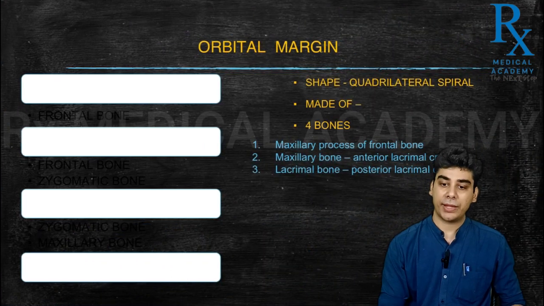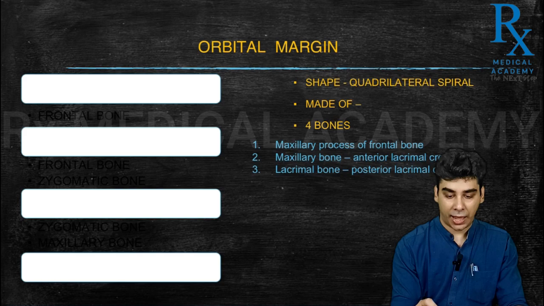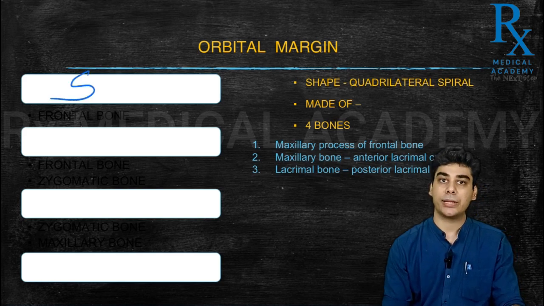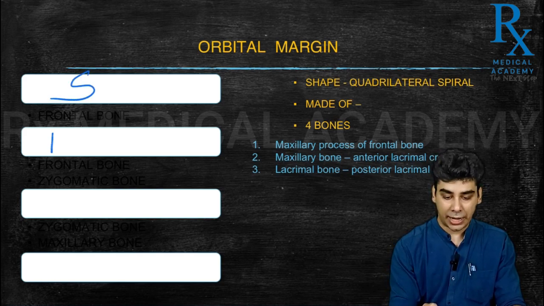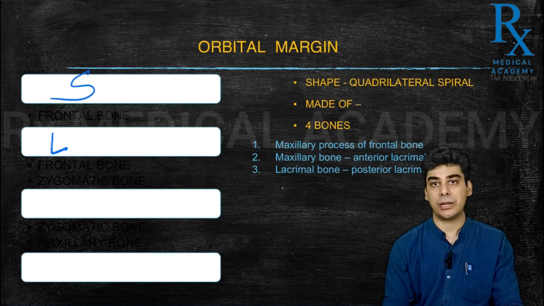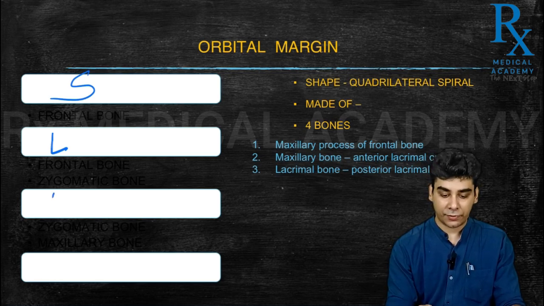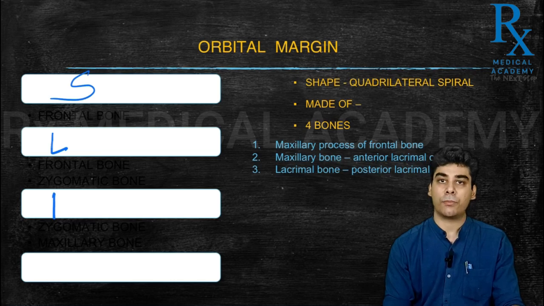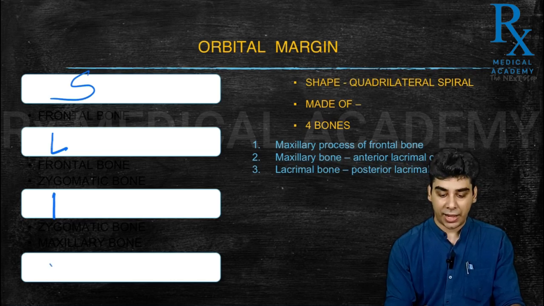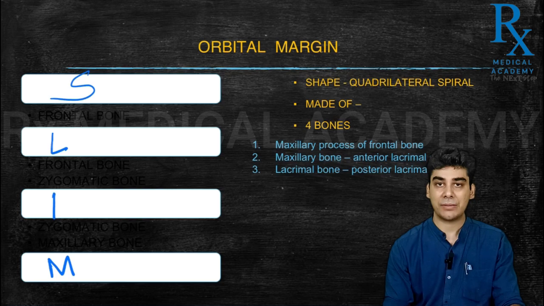Now, like we spoke, we have 4 orbital margins, right? We have a superior margin formed by the frontal bone. We have a lateral margin formed by the frontal as well as the zygomatic bone. We have the inferior margin formed by the zygomatic and maxilla, and we have the medial margin formed by the maxilla and the lacrimal bone, right?